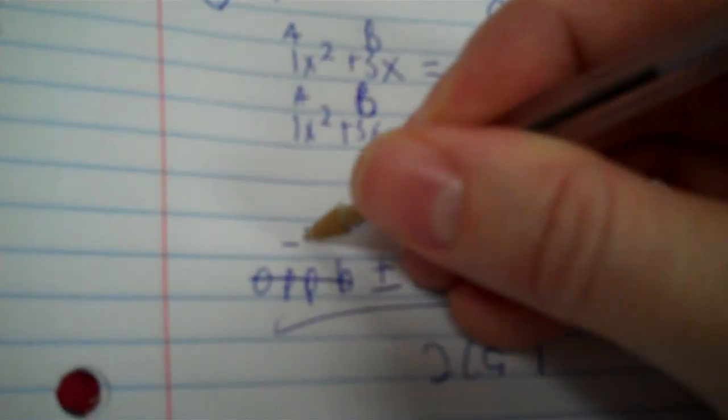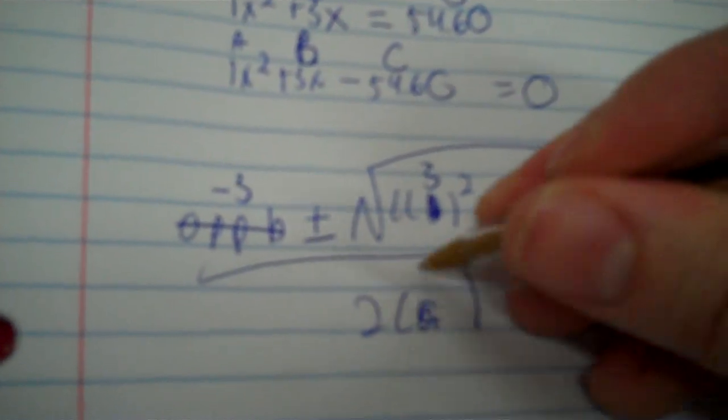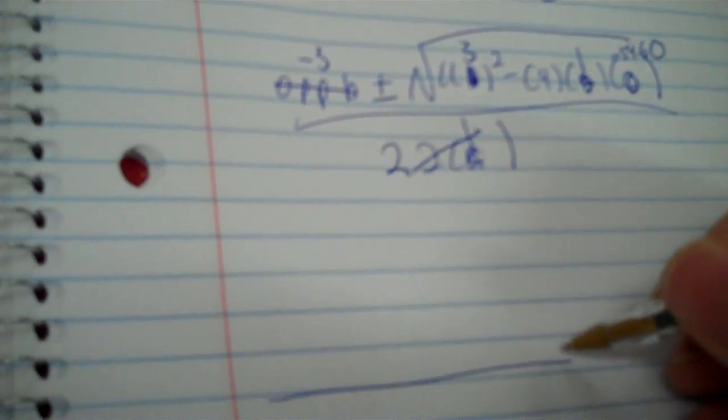Okay, so the opposite of b would be negative 3. b would be 3. a would be 1, and c would be negative 54.60. Okay, so we got plus or minus, we got negative 3, you got 2 on the bottom, and we need to now figure out the discriminant.